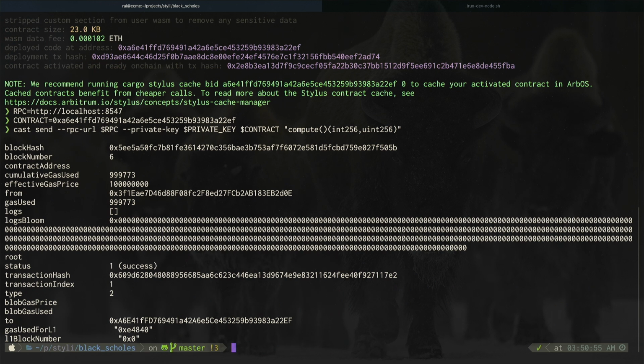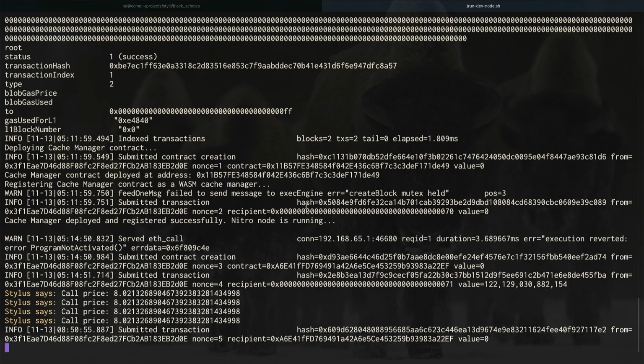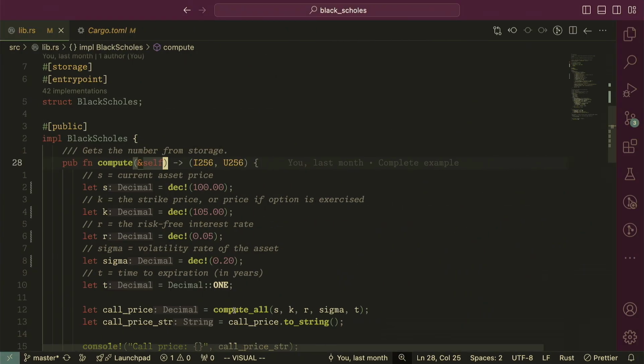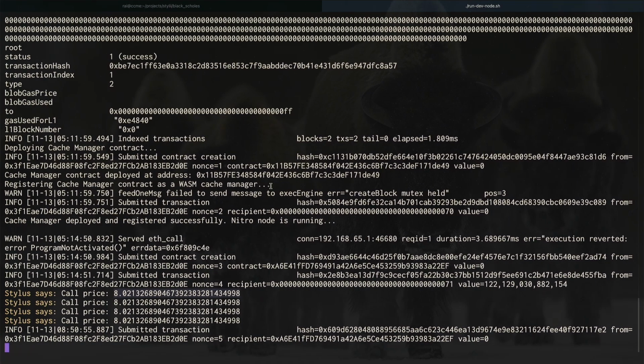So it should have worked, and then I think we go over here. Okay, the call price is $8.02. So that was for an asset where the strike price is 105, and the current asset price is 100. So the fair market price of that call option is $8.02.